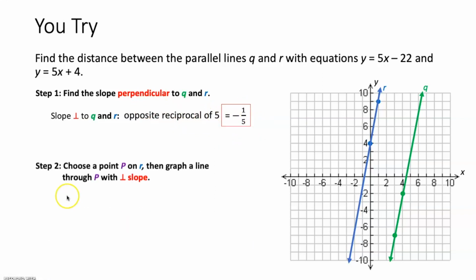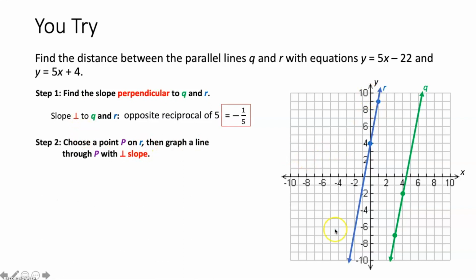I then am going to choose a point P on line R. It could be on line Q. You would get the same answer either way. But I'm going to choose my point P on line R. Let's say here at 0, 4.